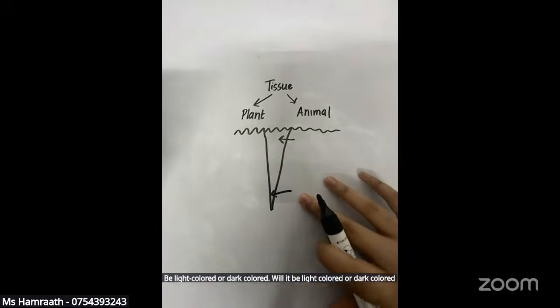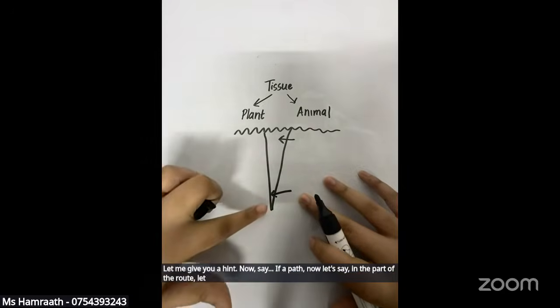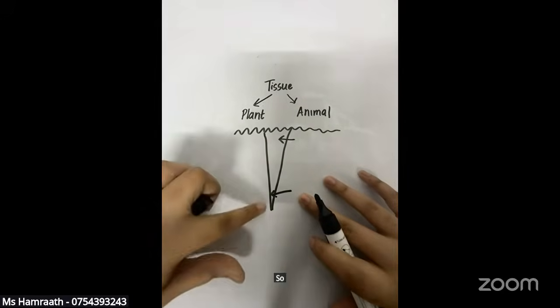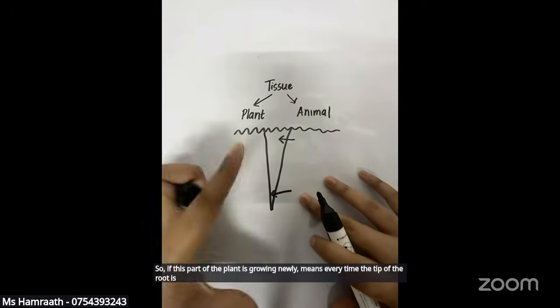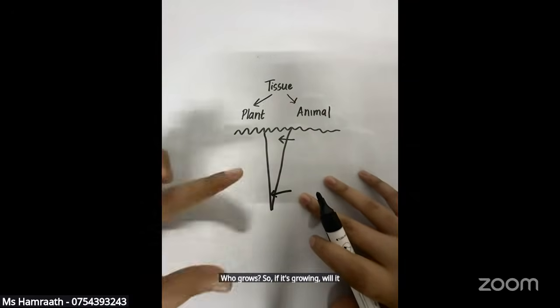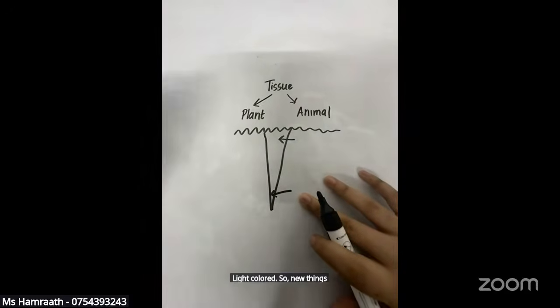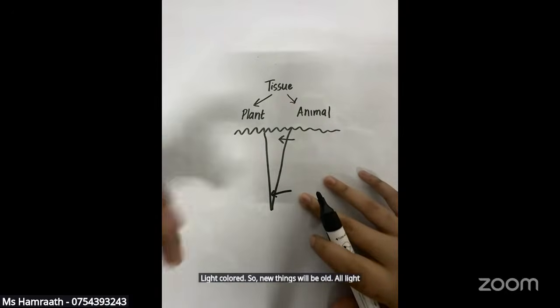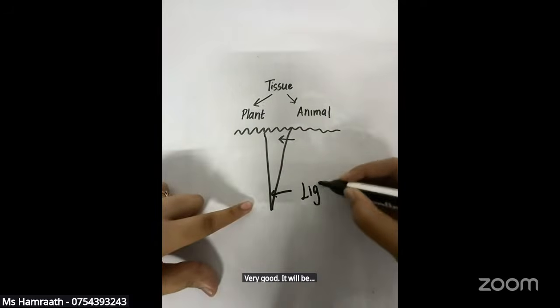Let me give you a hint. Let's say this part of the root is growing newly. Every time, only the tip of the root is the one that grows. So if it's growing, will it be dark colored or light colored? Very good, it will be light colored.